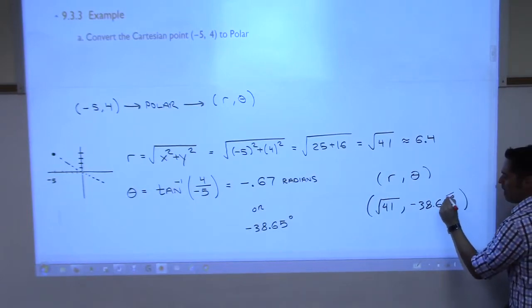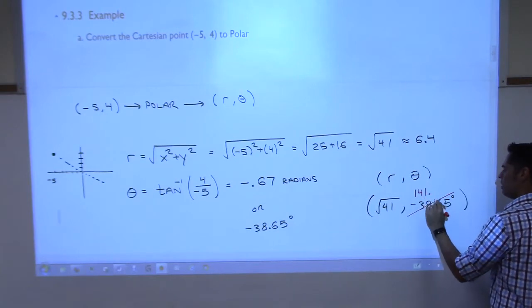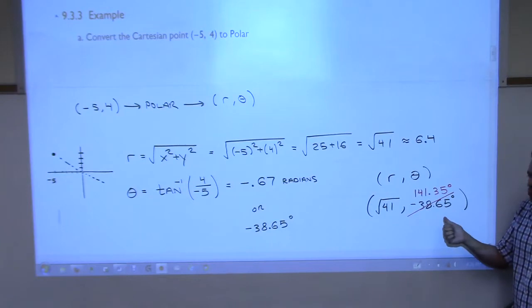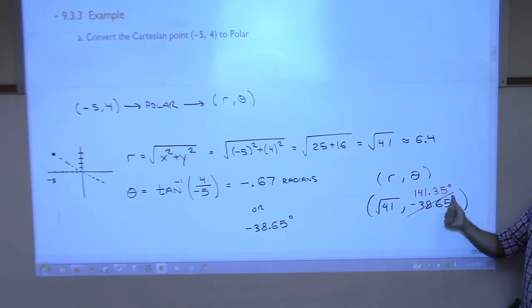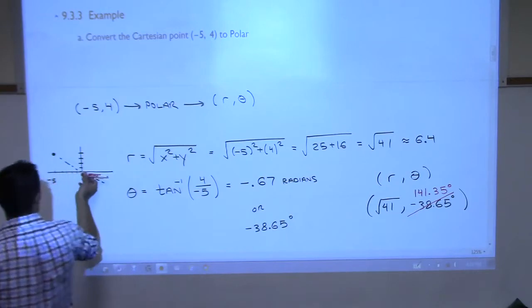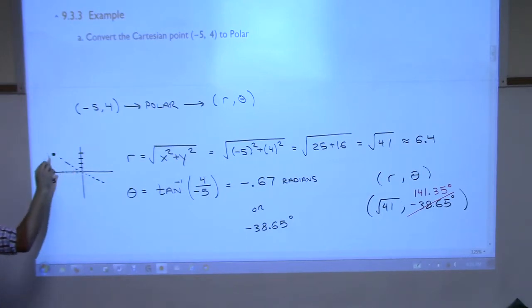Okay, so scratch that. What is that plus 180? Like 141 point. You're adding 180, right? I'm adding 180 to that? It's a negative though. Oh. Right? Is that right? Pretty sure that's right. Okay, so are we satisfied that we would rotate 141.35 degrees and then walk out 6 point something? That should put us there.